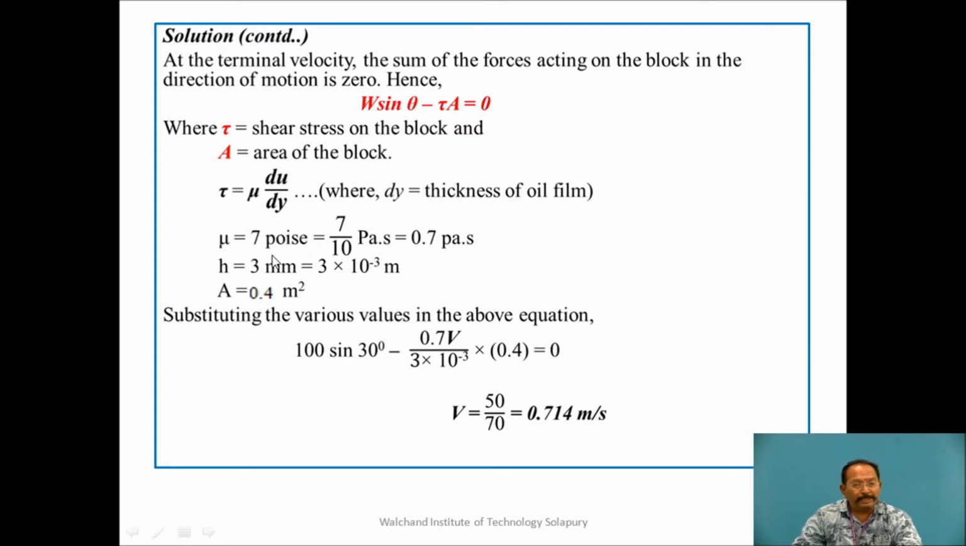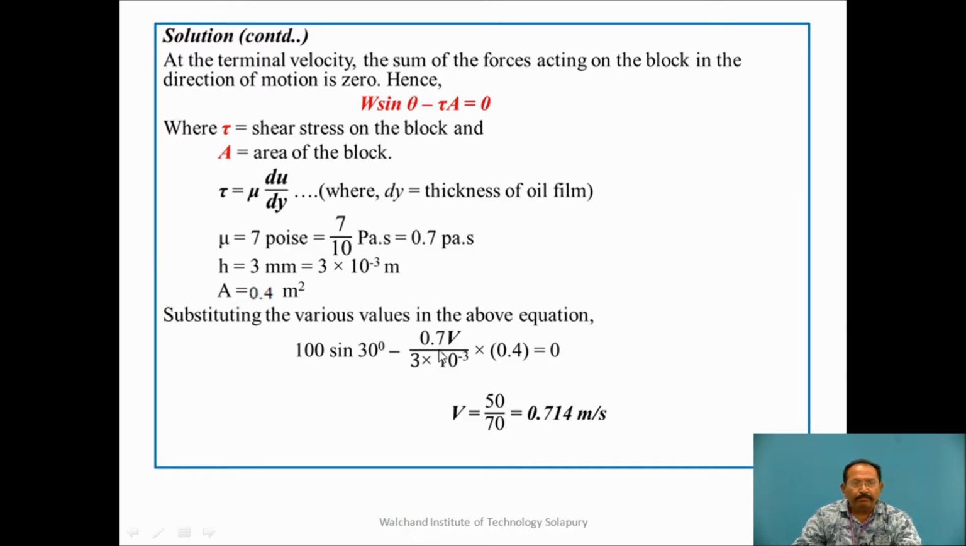Now mu is 7 poise, as given to you. We will convert it into Pascal second, that is we have to multiply by 1 upon 10, that is 7 upon 10 Pascal second. H, that is 3 millimeter, that is 3 into 10 to the power minus 3 meter, is the thickness of the oil film, dy, which we are going to take. Area is 0.4 meter square.